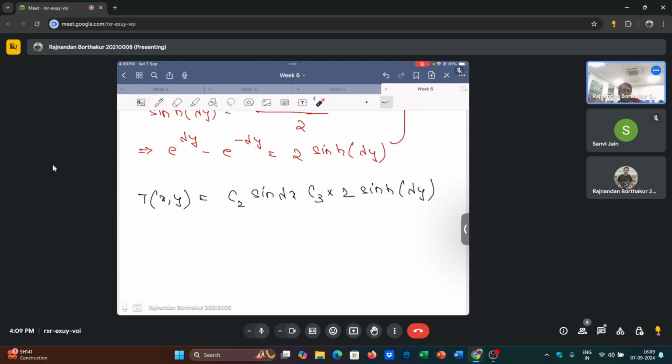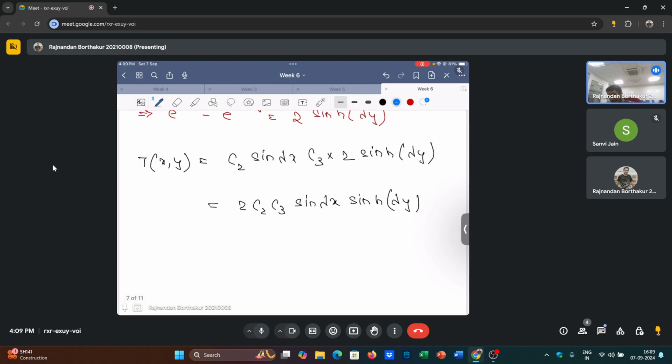Okay. So, as a part of the solution of the ODEs, we have just determined this C2 and C3. So without loss of generality, I can simply write this, maybe I'll do one more step. I'll just write it as 2 times C2 C3 times sine lambda x times sine hyperbolic lambda y. And I can simply write this 2 times C2 C3 as just some, I'll write it as some phi.